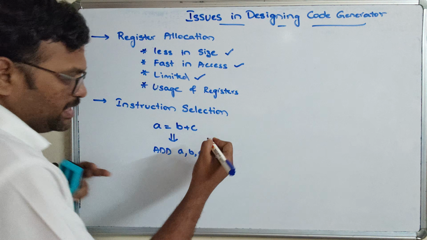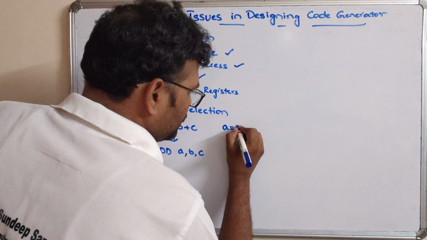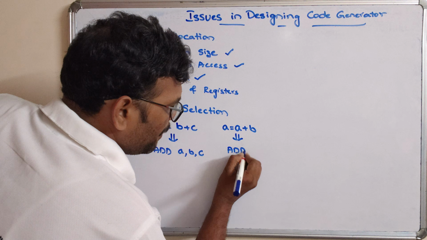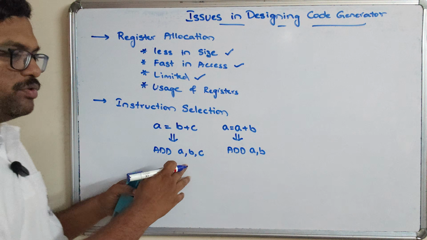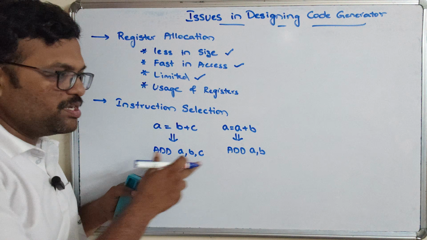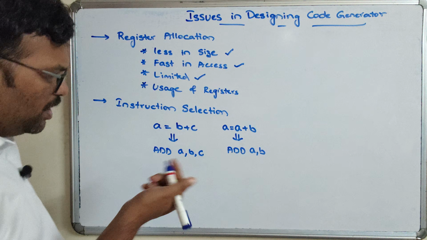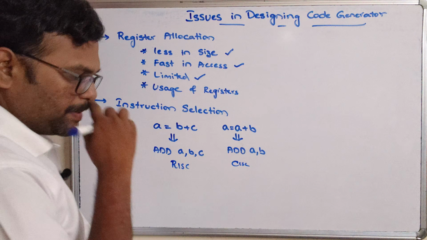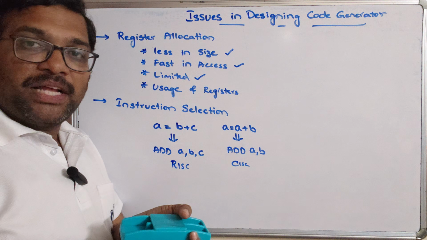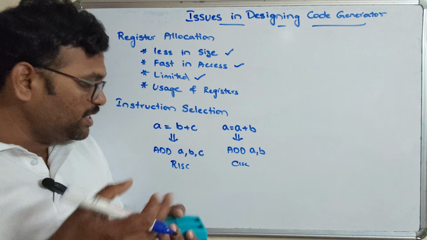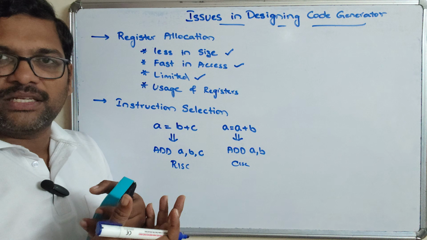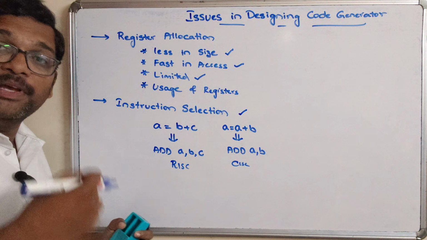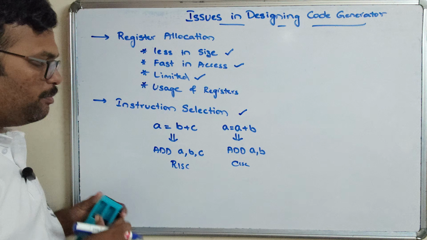And the same thing, if you are using this kind of instruction, we can use add a comma b. So here we are using 3 address instructions, and here we are using 2 address instructions. So we call these reduced instructions and complex instructions. If it is a complex instruction, the number of instructions will be reduced. If it is a reduced instruction, that means simple instructions, the number of instructions will be more. So the selection of instructions should be based upon the target machine, and we need to take care of that.